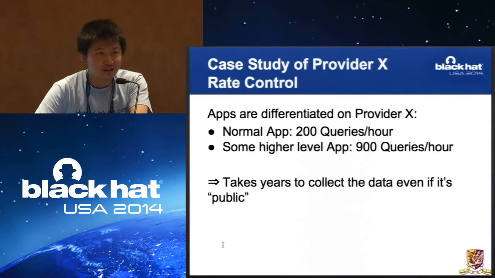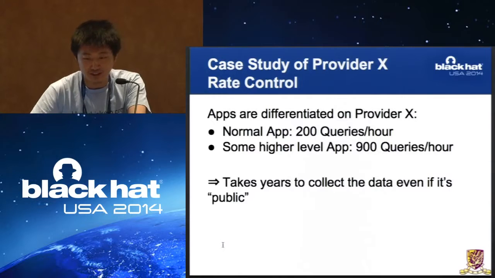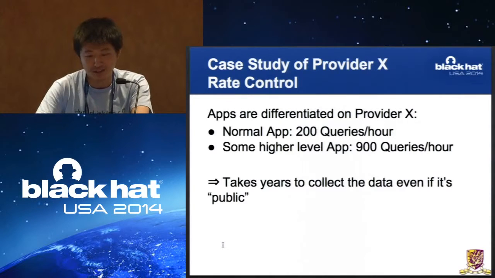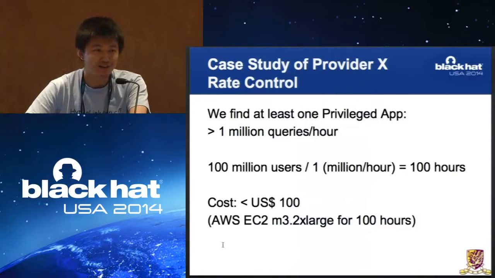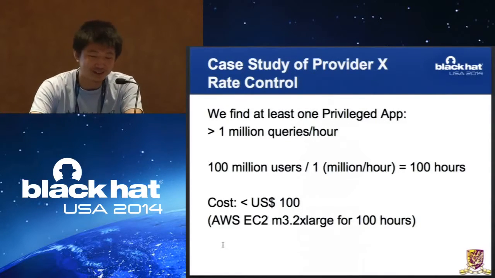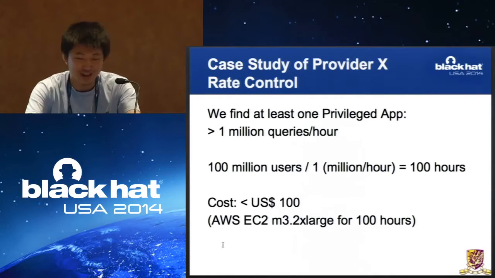However, what we're doing today is the app impersonation attack. We can impersonate another app. If another app has some superpower, then we can do it much faster. And there really exists such a super app. During the investigation, we found one privileged app which has more than 1 million queries per hour. This is surprisingly large. If you do the math, you only need 100 hours, just several days.